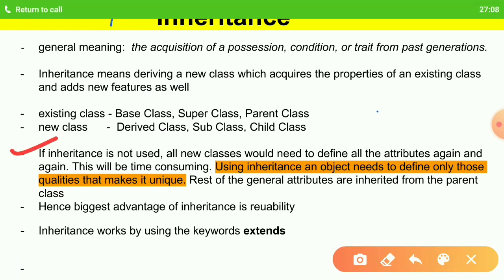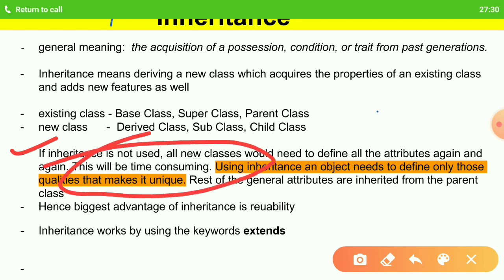If inheritance is not used, all new classes would need to define all the attributes again and again, this will be time consuming. Okay, so using inheritance, an object needs to define only those qualities that makes it unique. Rest of the general attributes are inherited from the parent class. So I hope that this point is clear.